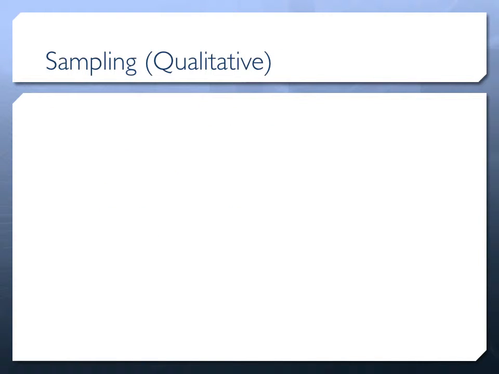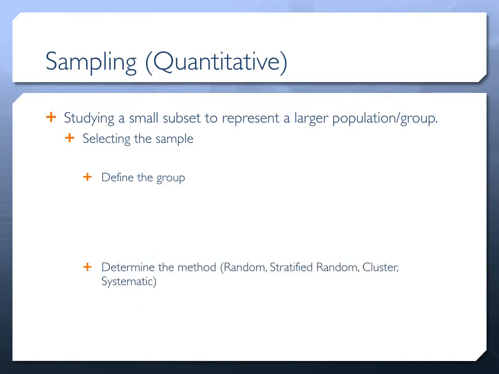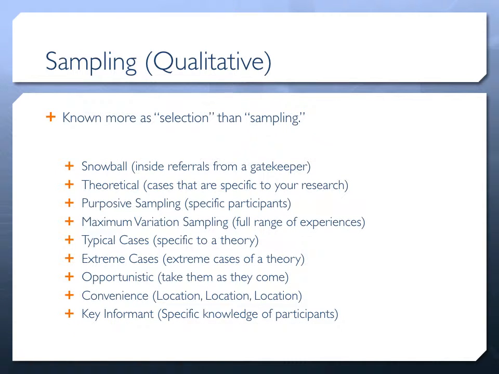Okay, remember this was quantitative using numbers. If we use qualitative sampling, there are various ways of doing this. So let's talk about some of them. Instead of being called sampling, like you would find in a quantitative study, this is known as selection. And let's talk about how we do that. There's various ways of doing it.